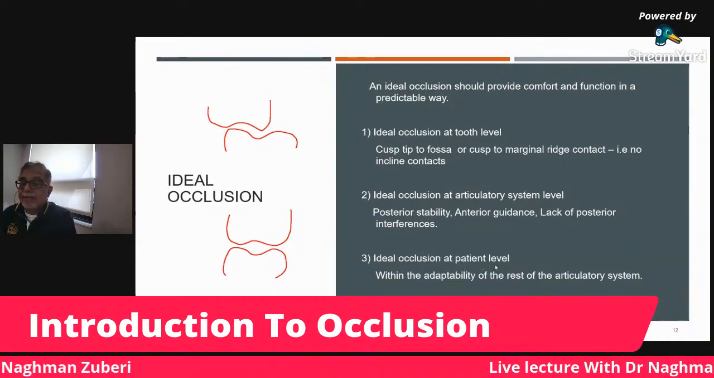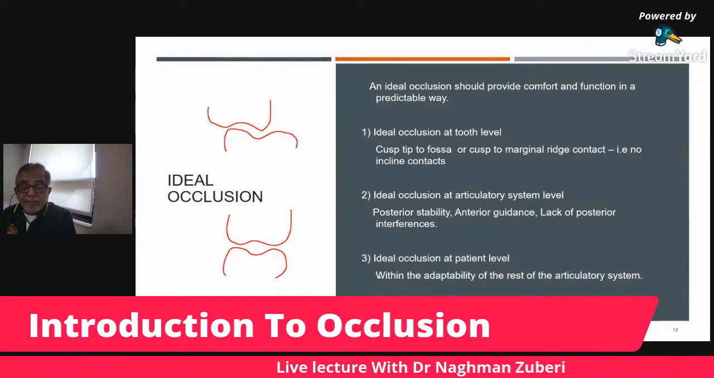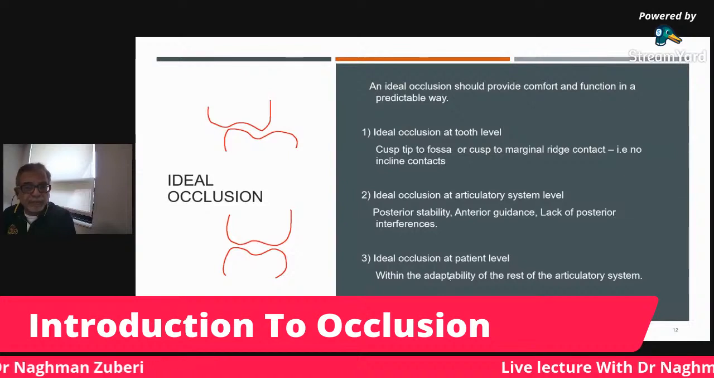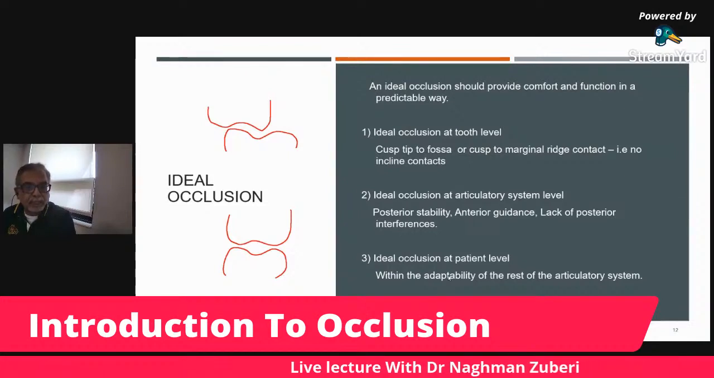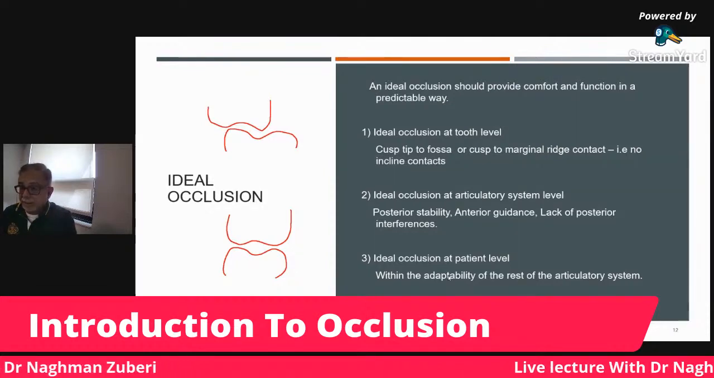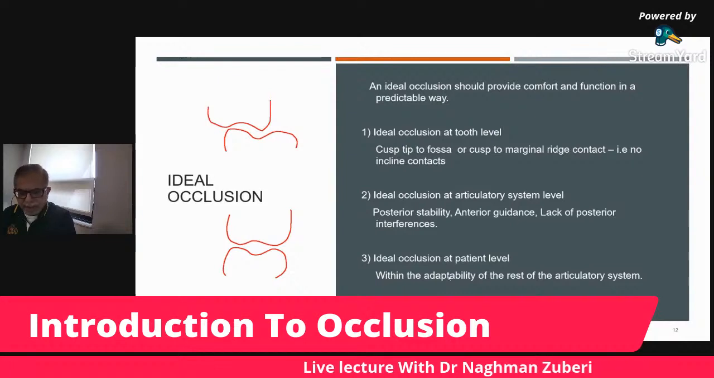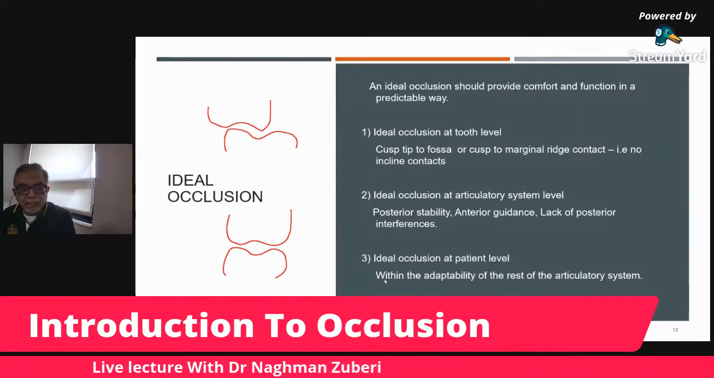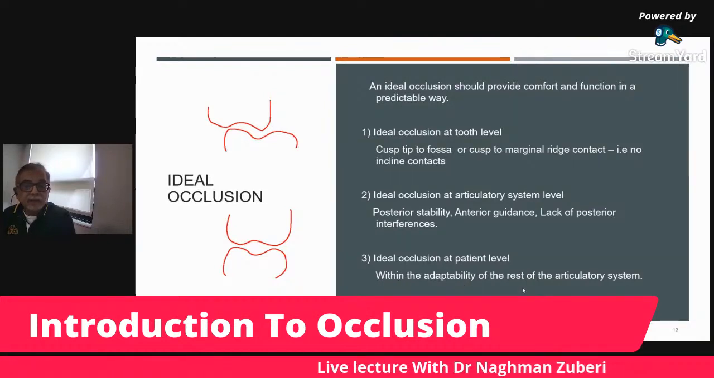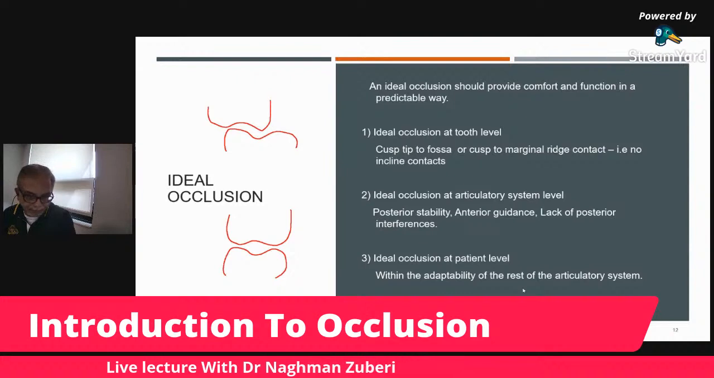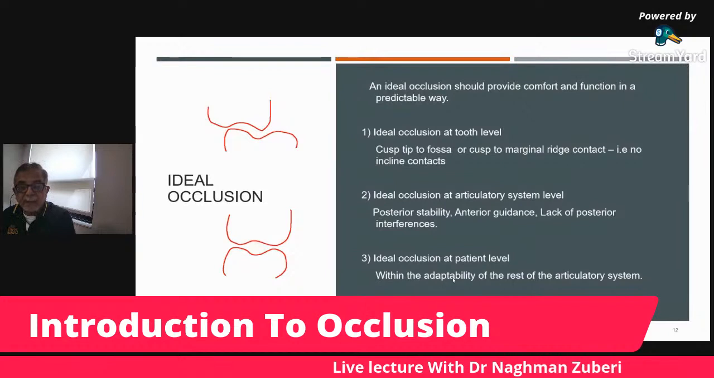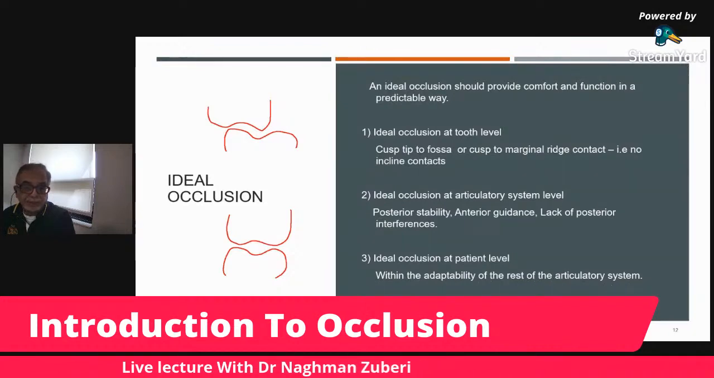Ideal occlusion at the patient level means the patient should be feeling comfortable without any problem, no discomfort, no pain, no clicking sound, and there must not be any inflammation, any discomfort, any pain. So the patient should be comfortable with that. That is the ideal occlusion at the patient level within the adaptability of the rest of the articulatory system.